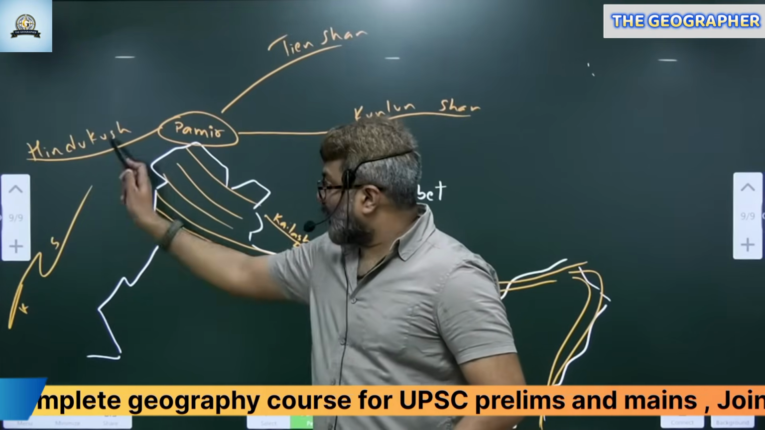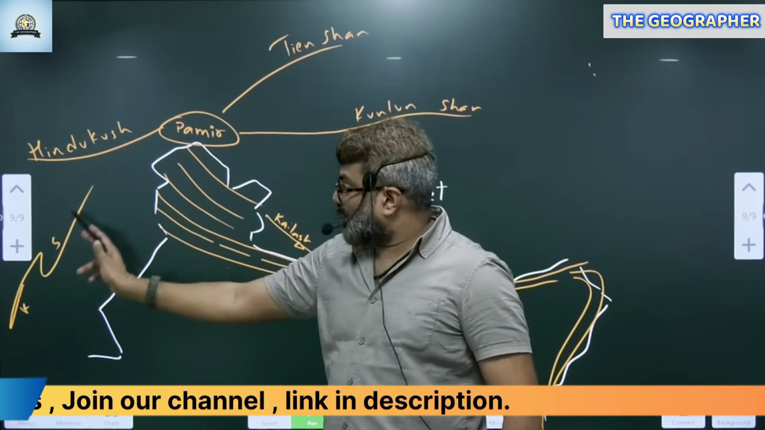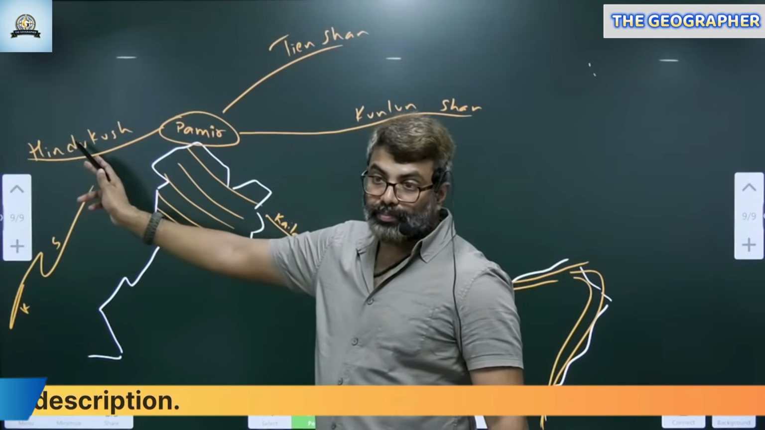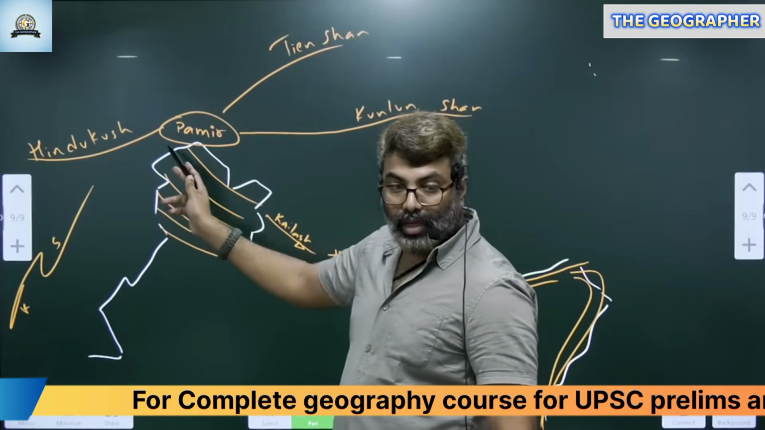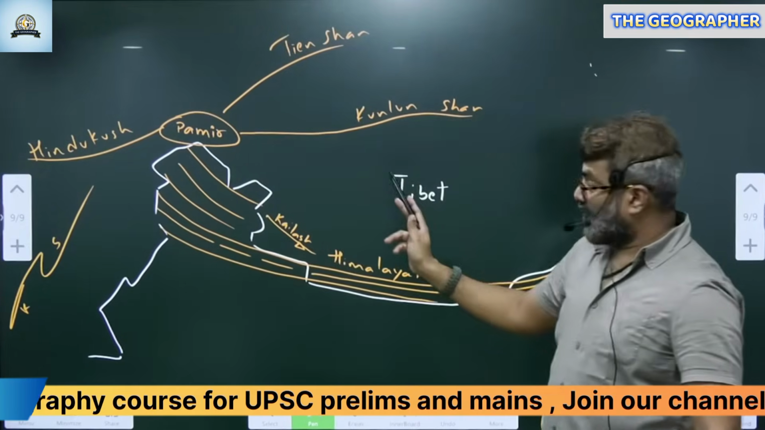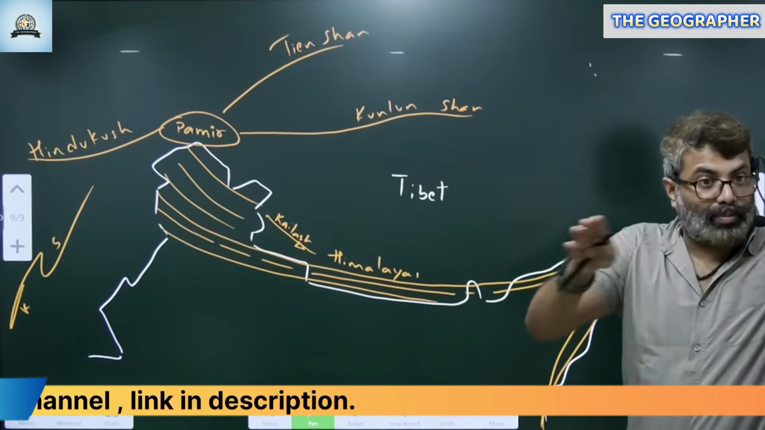This is all Indian plate boundary. Indian plate is up to here. Kirthar Suleiman. Hindu Kush. Pamir. Okay. Kunlun, Tian Shan, Tibet. Himalayas. Notice the boundary of Indian plate.